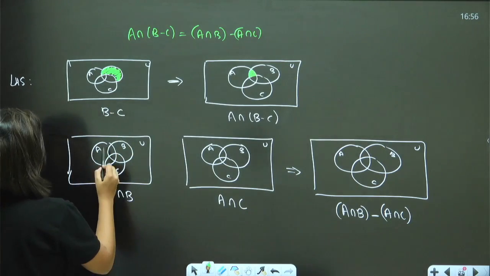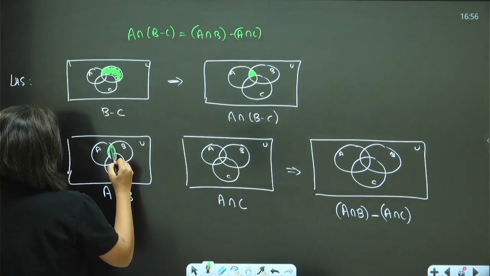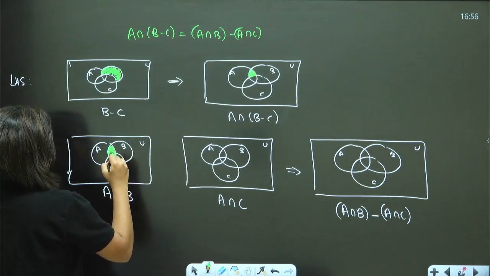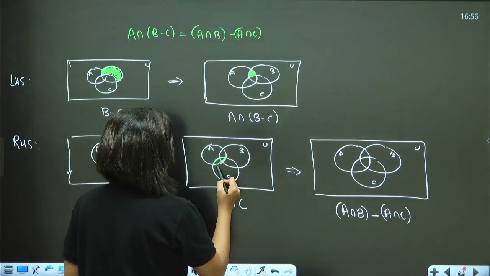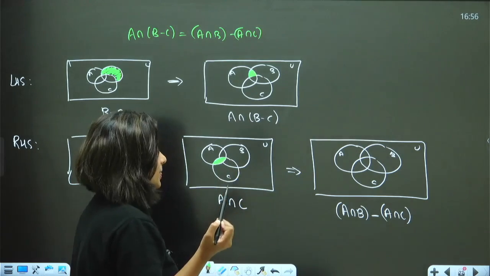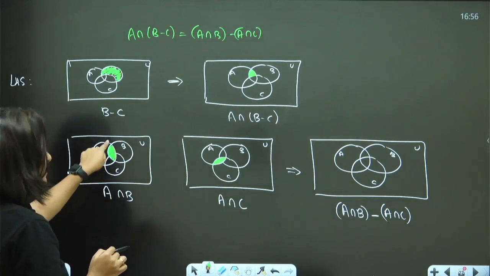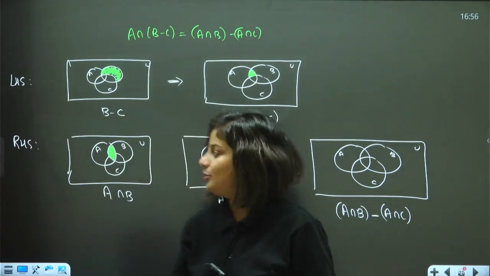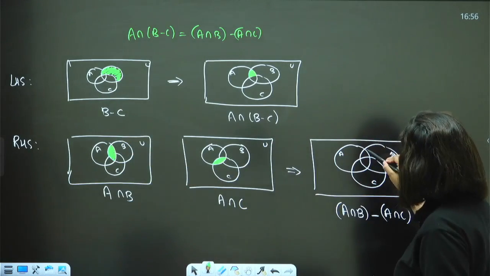RHS, A intersection B, common between A and B is this portion, the full, right? A intersection C, common between A and C, this part. Now, from this green, you have to remove this green. From this green portion, you will be removing this green. Essentially, I will be left with this upper triangular part.